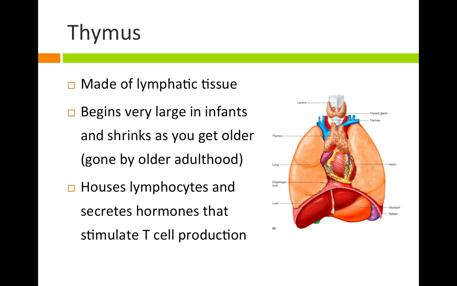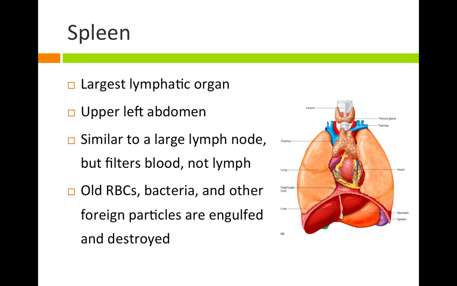The thymus secretes hormones that stimulate T cell production, a type of lymphocyte. And so as you get older, you don't need these to continually be produced. Once your immune system is fully formed, the thymus starts to shrink away.